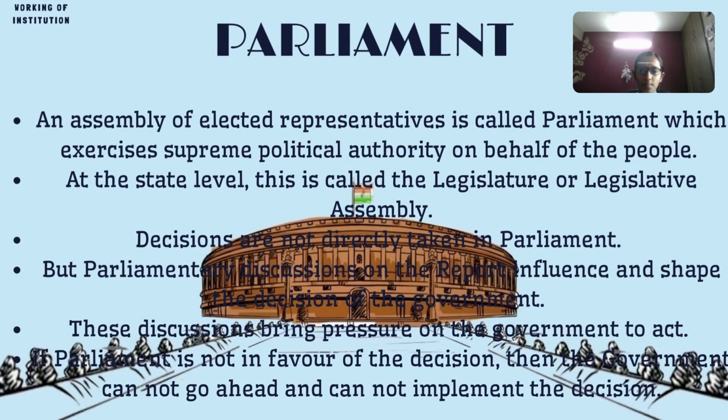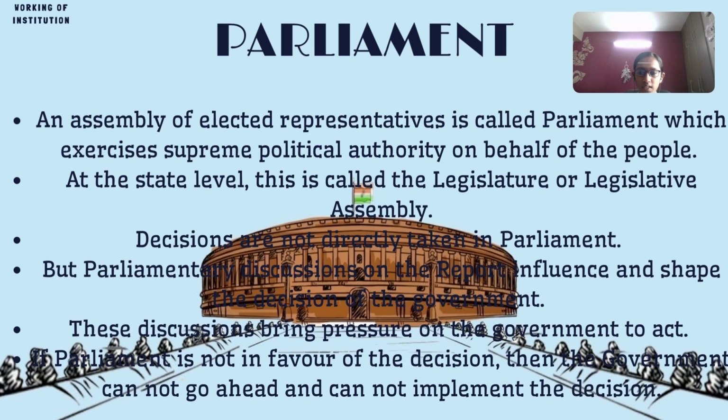What is a parliament? An assembly of elected representatives is called parliament, which exercises supreme political authority on behalf of the people. At the state level, the parliament is known as the legislature or the legislative assembly. The name may vary in different countries, but such an assembly exists in every democracy.